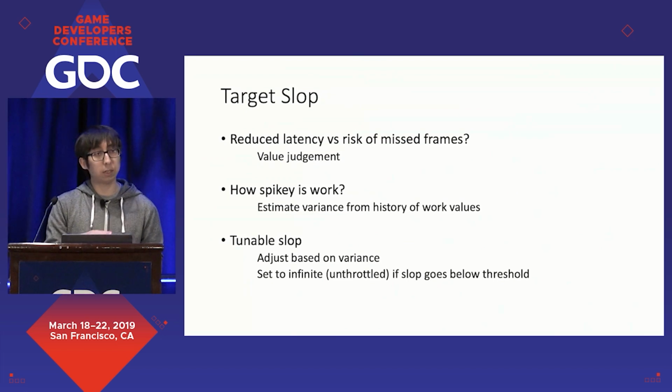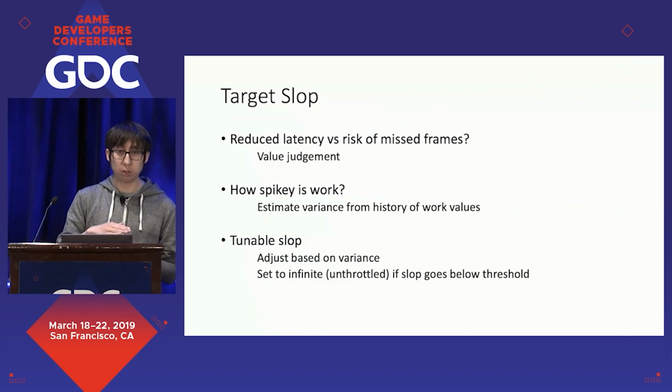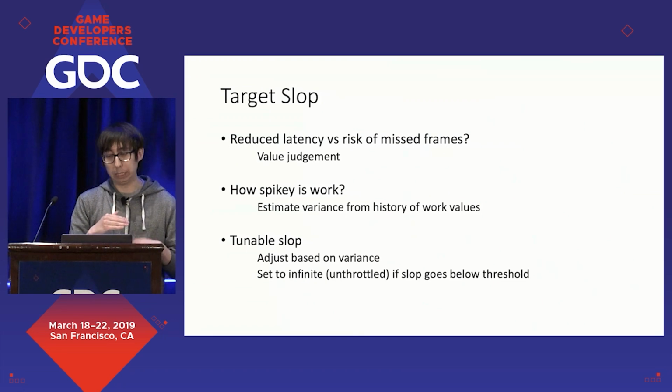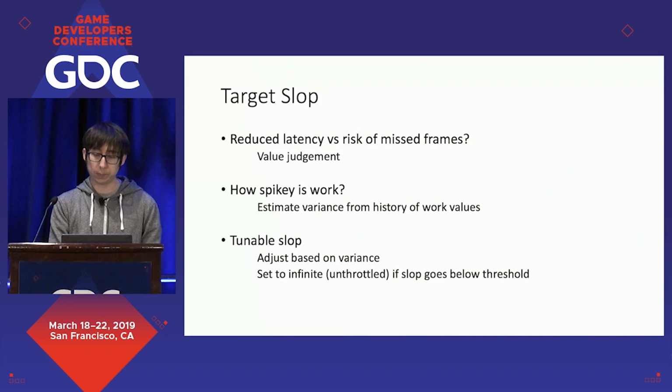We start with a baseline target for slop of 6 milliseconds, and then we ramp up this target as variance increases past the threshold. If work variance grows past a larger threshold, or slop goes under a safety threshold, we turn throttling off completely to give the biggest chance for the engine to recover without missing a V-blank.